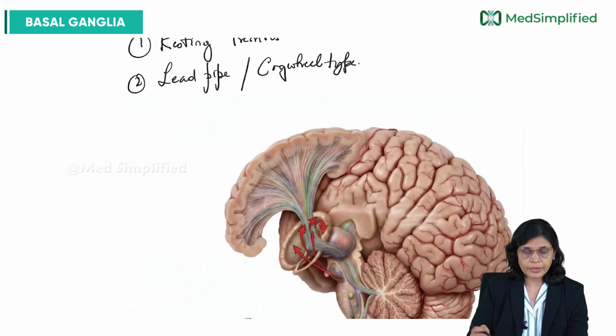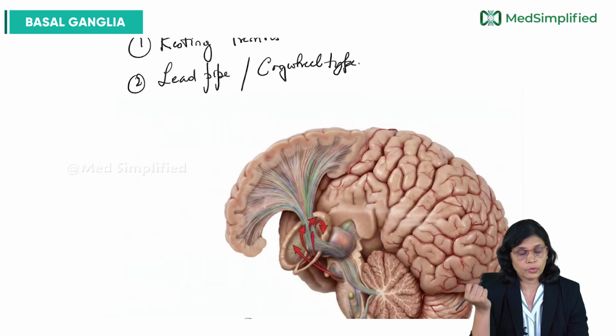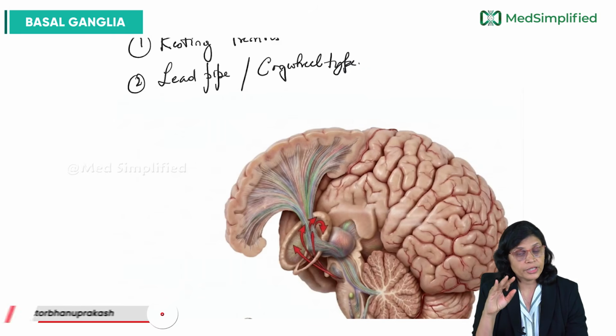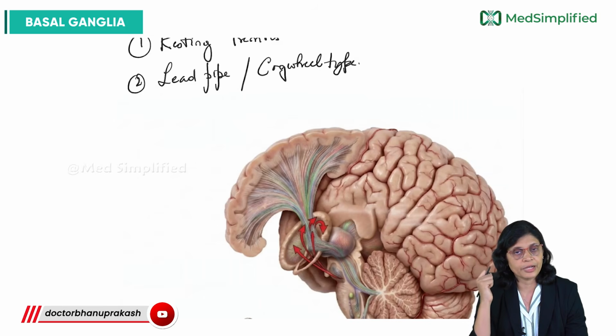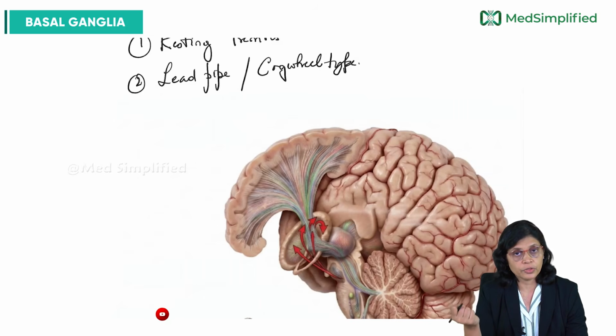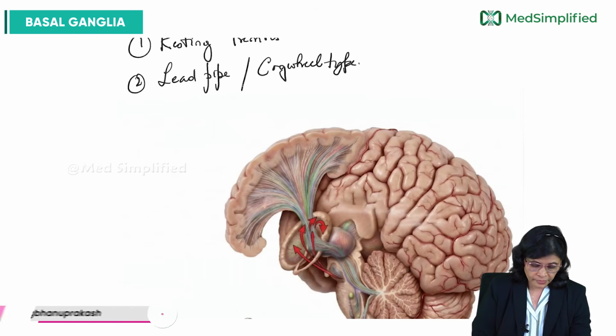Okay, so this is mainly because of the increased muscle tone, cogwheel type of rigidity. Here you have to distinguish it from the upper motor neuron type of rigidity, which is clasp knife rigidity. In clasp knife there is rigidity initially, then it just goes, but here there is rigidity throughout. So that is called lead pipe or cogwheel.